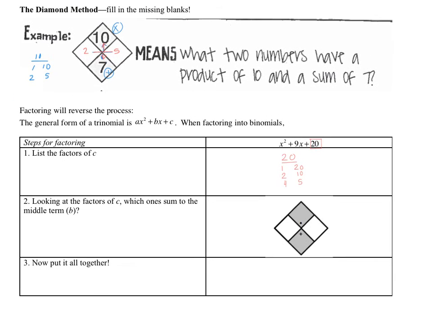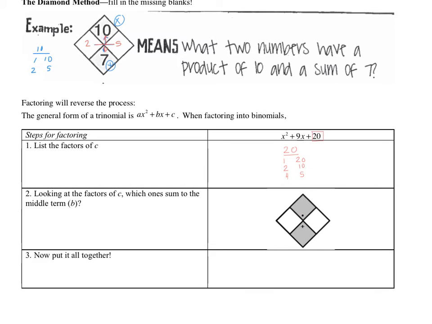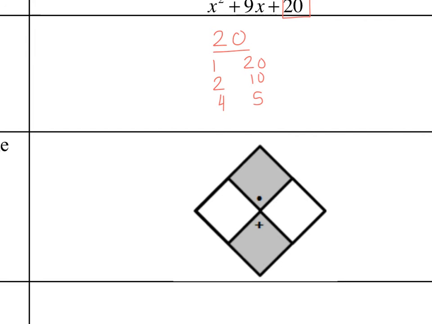Looking at the factors of c, which ones sum, basically add up, to your middle term of b. So here's what we do. We put our 20 upstairs. We put our 9 downstairs, and we have to ask ourselves, which of our factor pairs will give us a 9? Well, if I try 1 and 20, 1 times 20 is 20, but 1 plus 20 is not 9. It's 21. So now we're going to try 2 and 10. 2 times 10 is 20, but 2 plus 10 is not 9, it's 12.